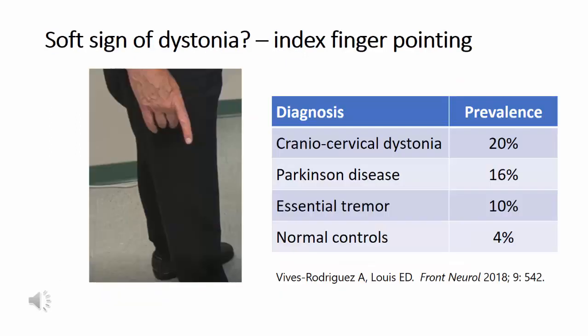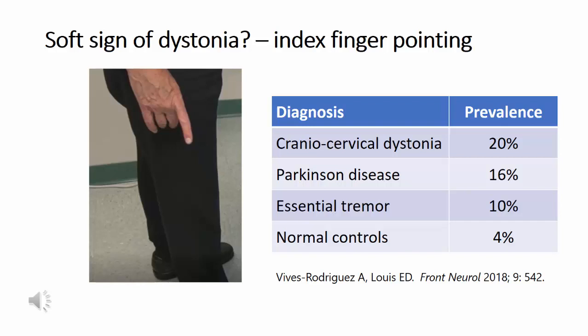Vives Rodriguez and Lewis studied this soft sign in 50 adults with craniocervical dystonia, 50 with Parkinson disease, 80 with essential tremor, and 70 controls. It is clear that this so-called finger-pointing sign is not diagnostically useful by itself. But this sign, in combination with other soft signs, could prove useful. More studies of this type are needed.